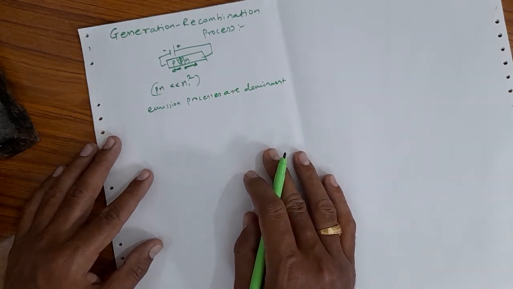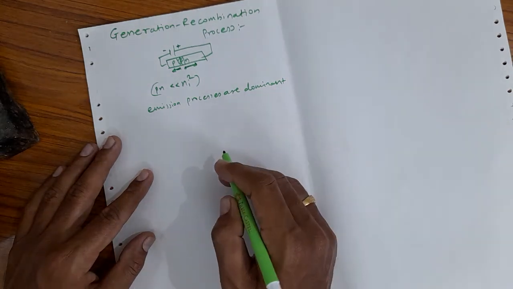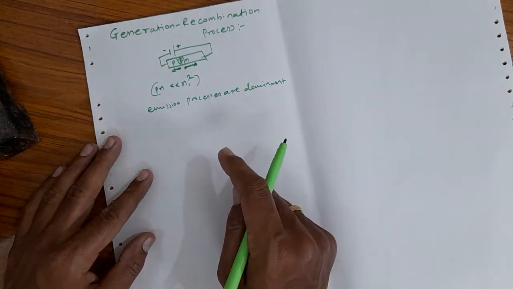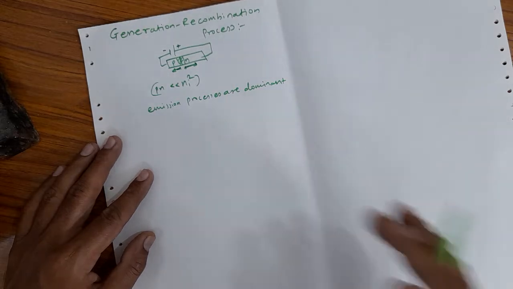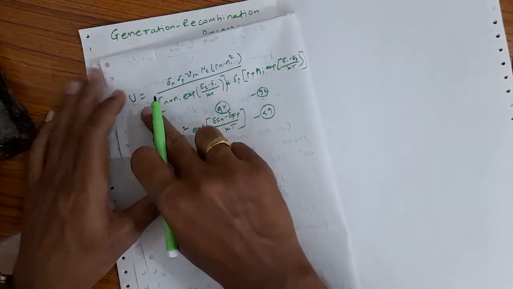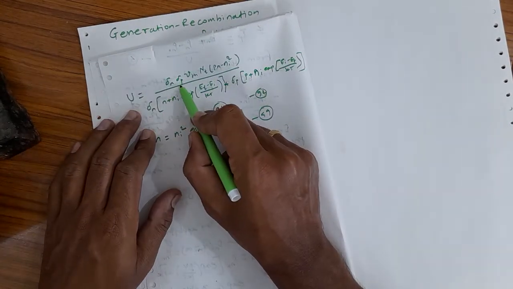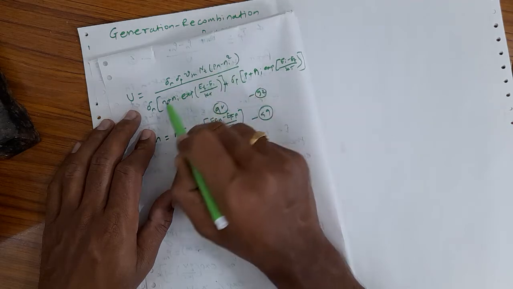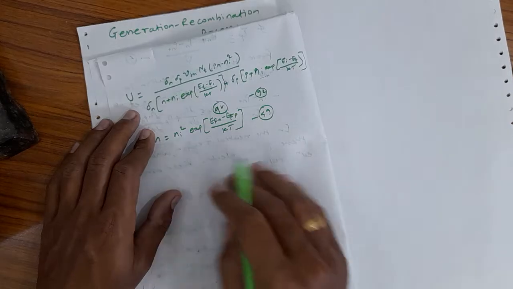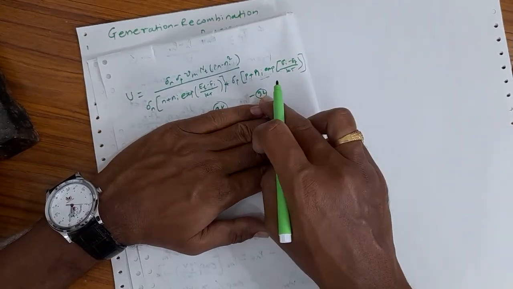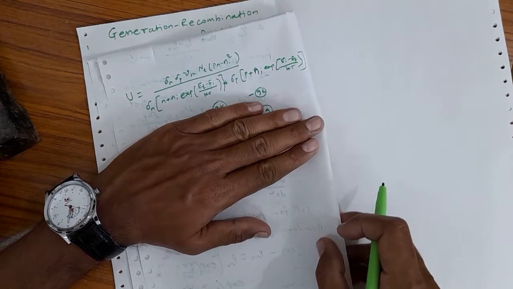The rate of generation of the electron hole pair, which can also be called the EHP, can be calculated from one of the equations we have seen in the last chapter, that is U equals sigma n sigma p Vth times Nt times (pn minus ni squared) over some complicated denominator factor. This is one of the equations from chapter number 1 of SMG's book.